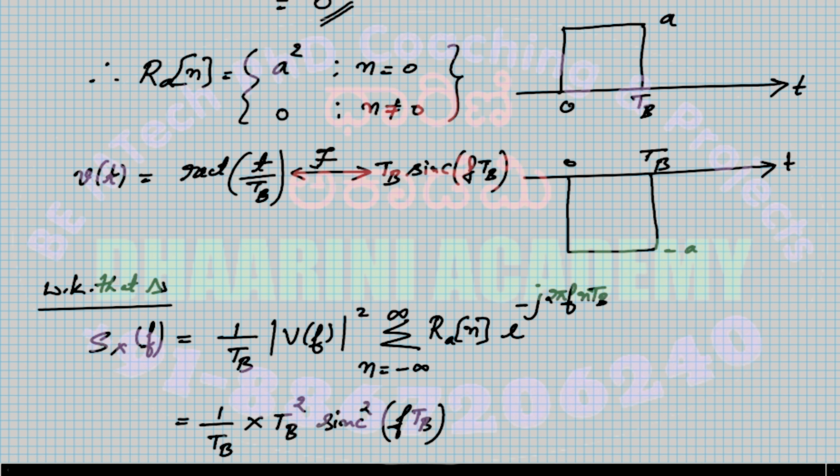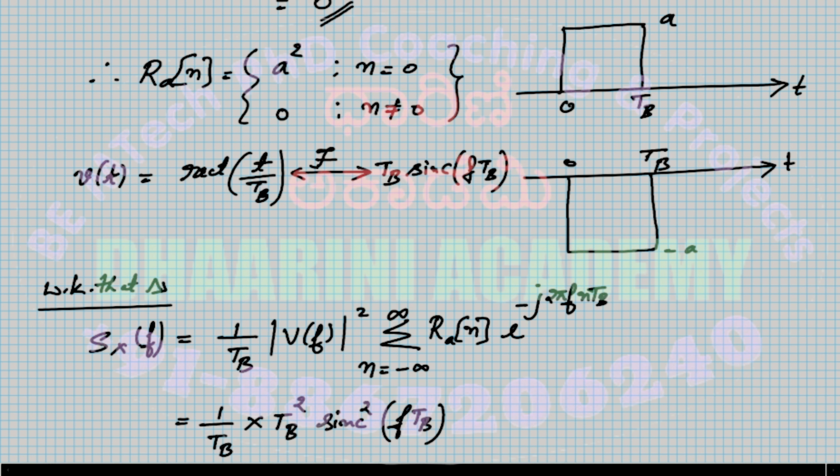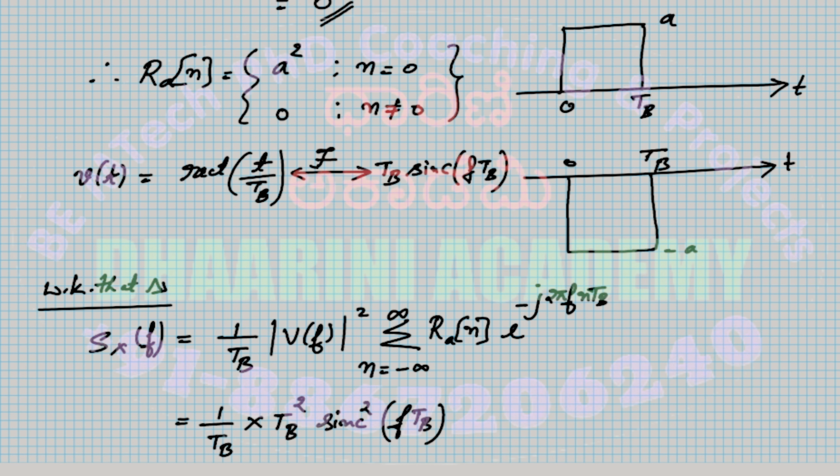Look at the summation. The summation goes all the way from minus infinity to plus infinity, isn't it? So that means when n is from minus infinity till minus 1, RA of n is 0, right? Similarly, starting from n equal to 1 till infinity, RA of n is also 0. So the product RA of n into e to the power whatever is 0. But when n equals 0, I have an answer.